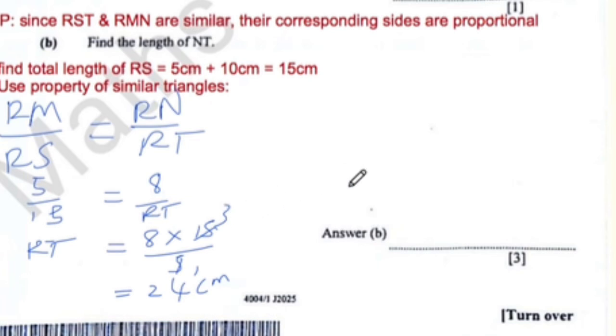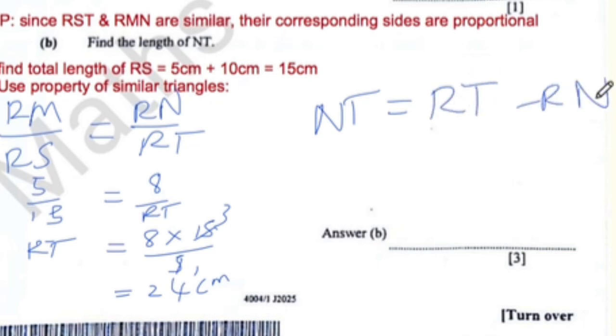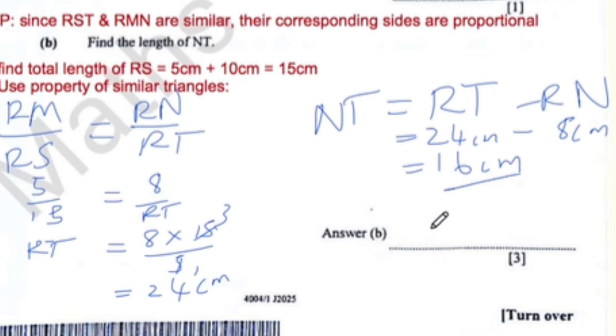So the total length RT is equal to 24. But what we are looking for is NT. To get NT, we are going to say RT minus RN. RT we've already calculated, that's 24. And RN we're already given, that's 8 centimeters. So to find NT, it's now simple. We subtract RN from RT, 24 minus 8, giving us 16 centimeters.